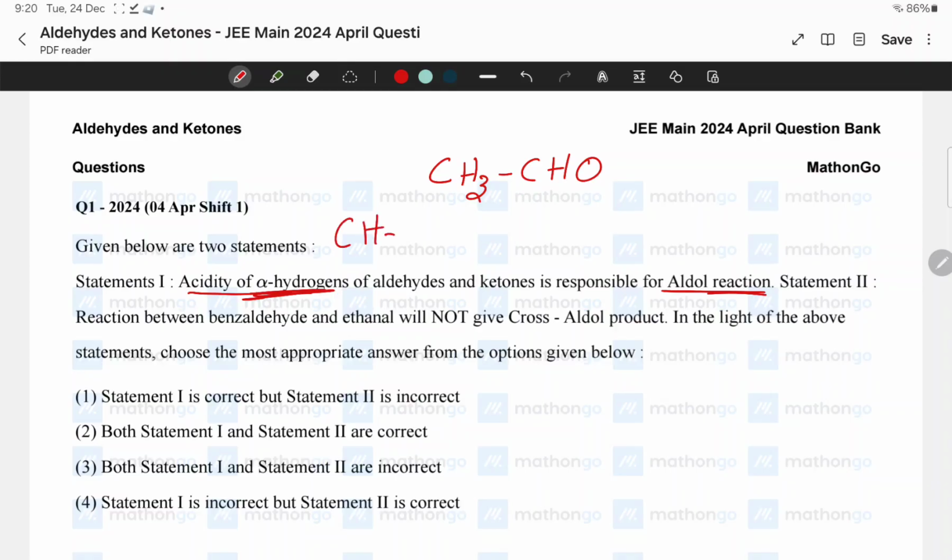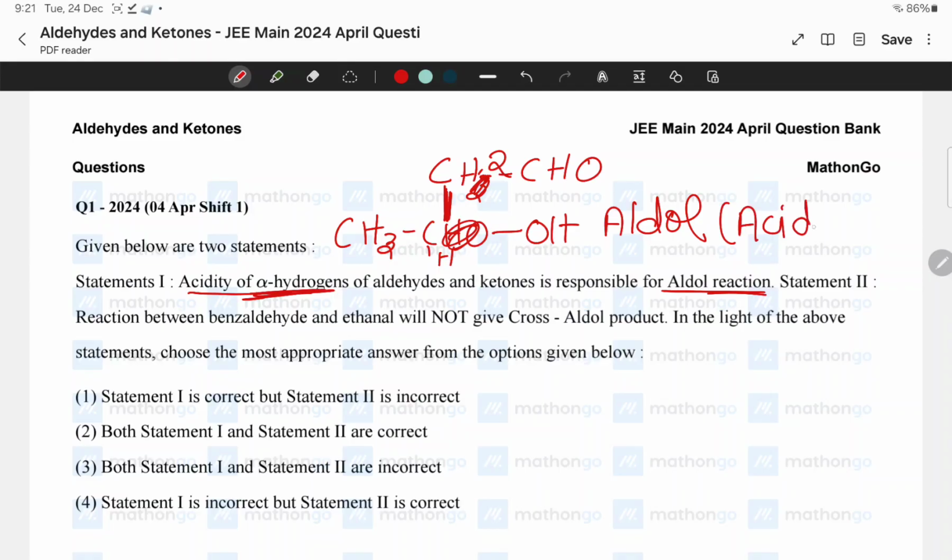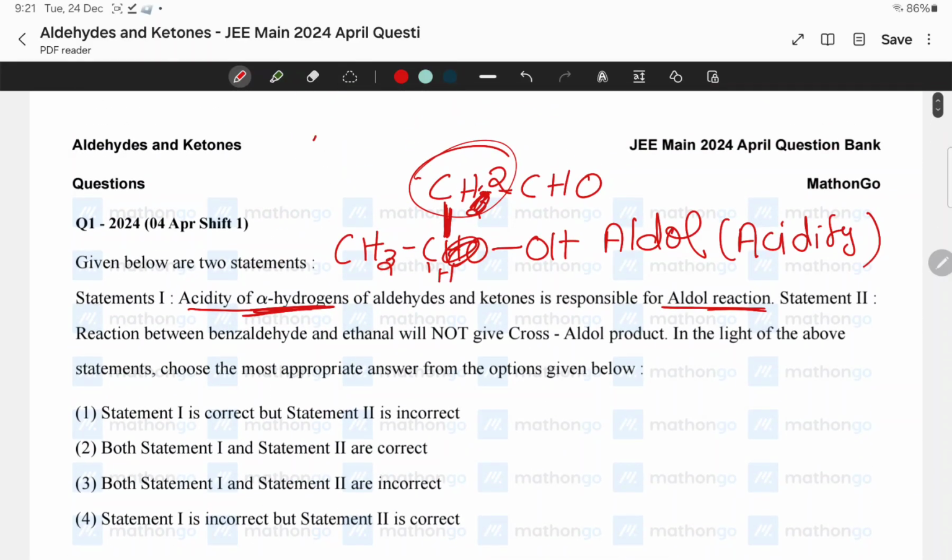We get it like this, due to the removal of one alpha hydrogen and formation of a bond, we get aldol. Acidity means the tendency to remove or go away, so as this alpha hydrogen goes away, the aldol condensation reaction happens. So statement 1 is correct.